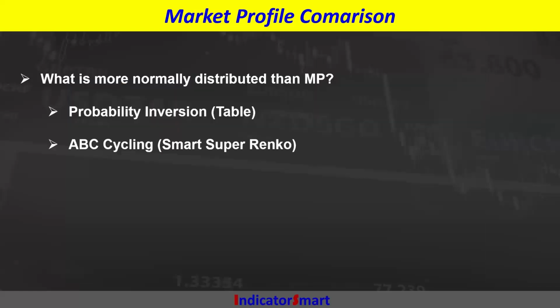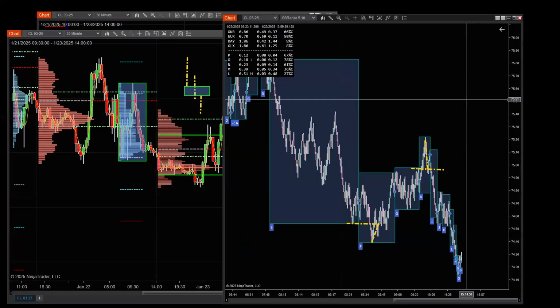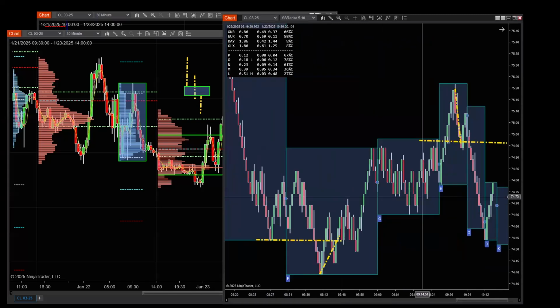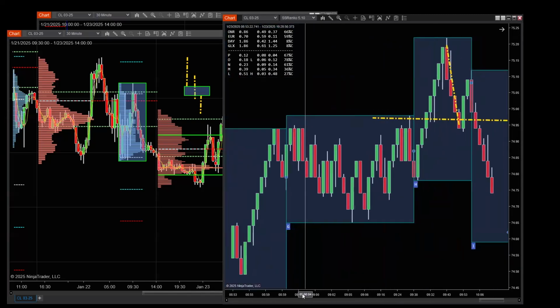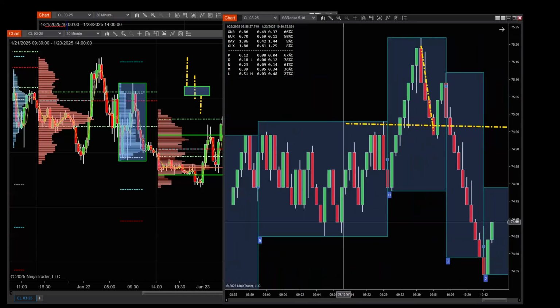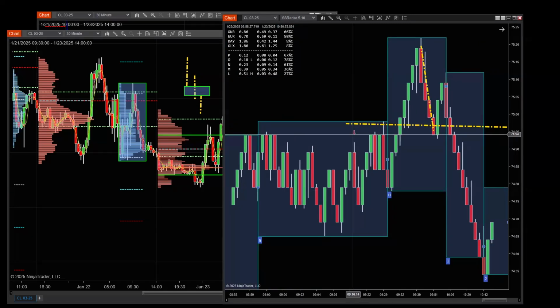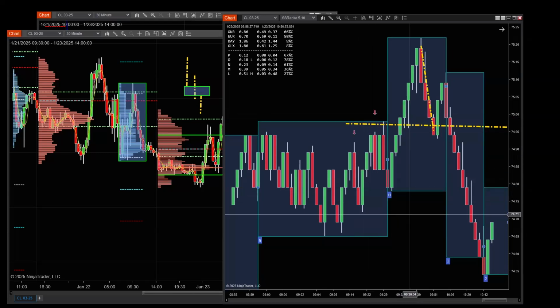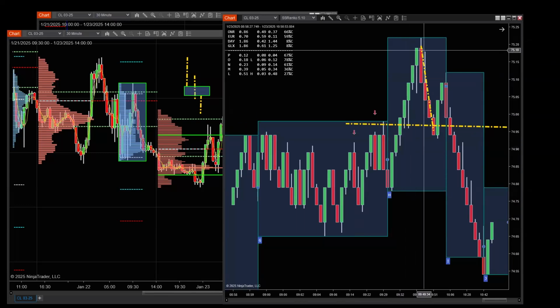Let me show you what that looks like. This is super cool stuff, guys. Or at least I just love this kind of stuff. So this is a Smart Super Renko chart. Let me open this guy up a little bit. If I go here and I go two more, about 68% says I'm going to get a reversal. I go here and I get two more, about 68% says I'm going to get a reversal.